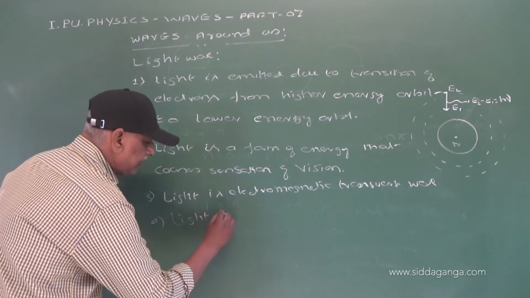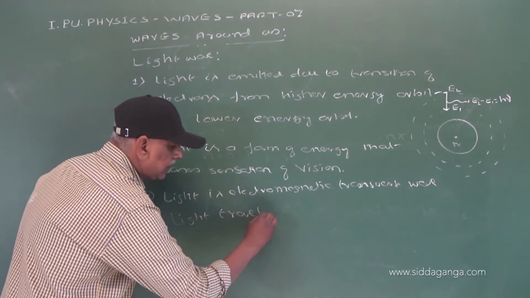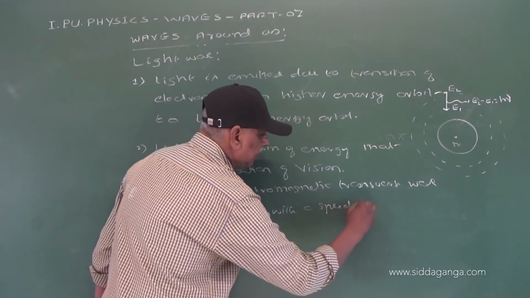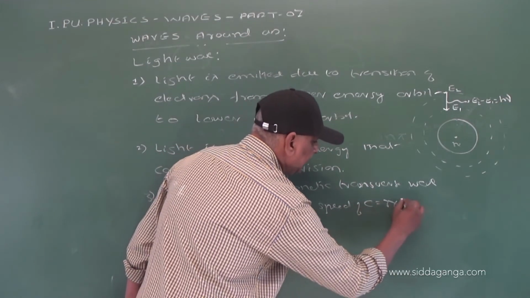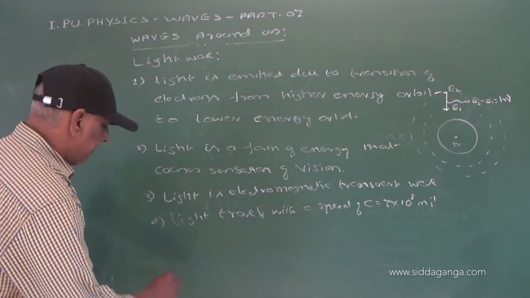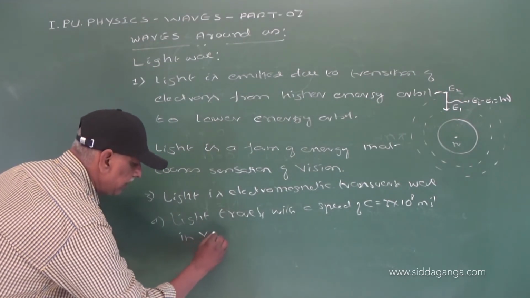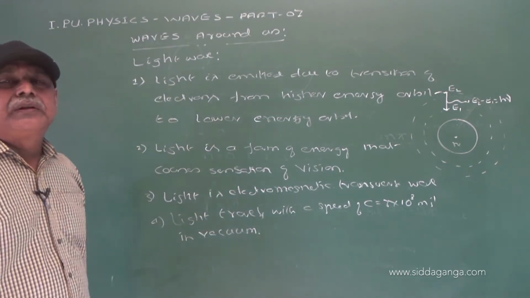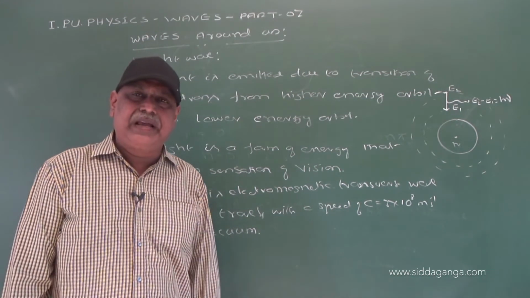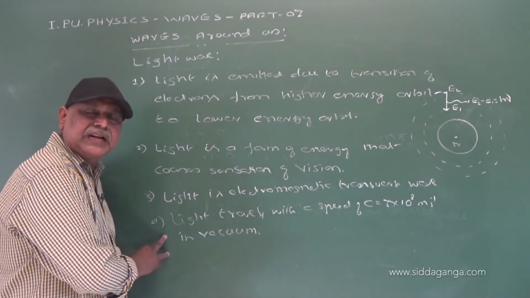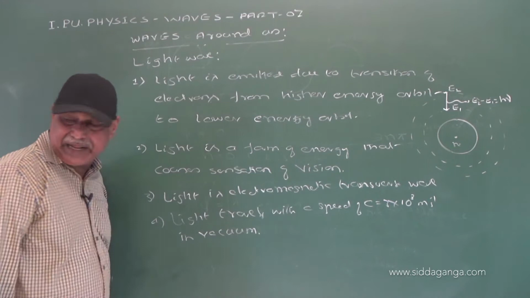Now the fourth one, light travels with a speed of c is equal to 3 into 10 to the power of 8 meter per second in vacuum. Now light has the highest speed in vacuum, and the speed of light is different in a different medium.